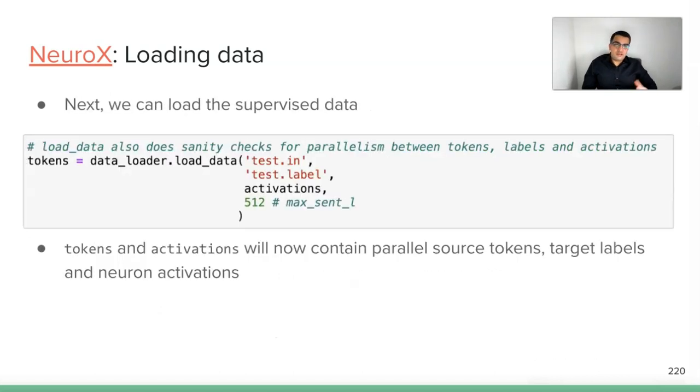The next step is to load our supervised data, the actual sentences and the part of speech tags. The load data function can help us do this. We pass in the source tokens, the target labels, as well as the activations. Apart from loading the data itself, this function also ensures that all of these three things are parallel. That means every token in the source should have an associated label as well as a set of neuron activations. Any sentences that do not match this are discarded to a certain limit. So you can be sure that the data returned by this function is going to be clean and parallel.